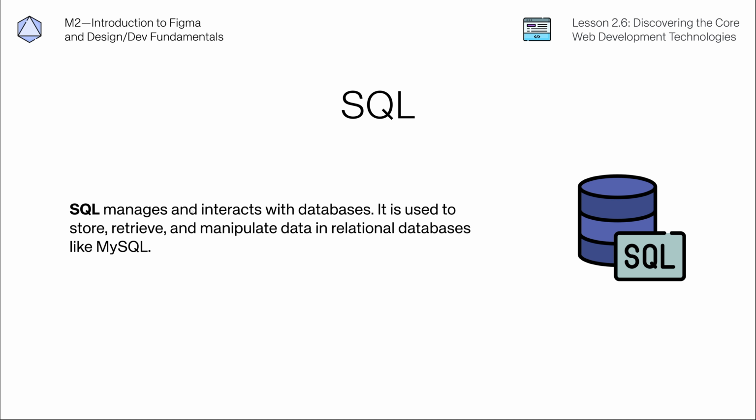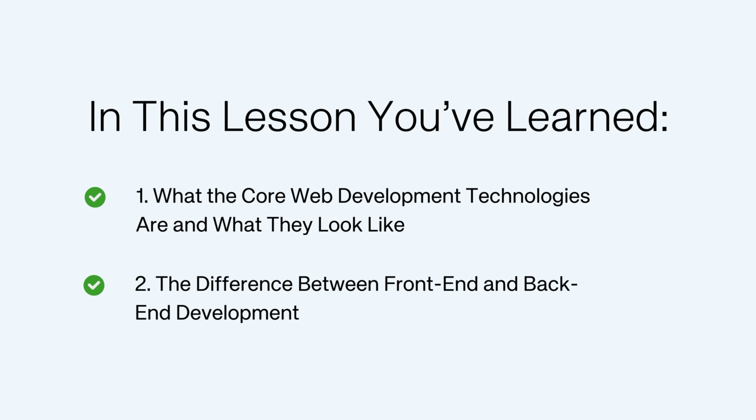And that's it for this lesson. In this lesson, you learned what the core web development technologies are and what they look like. These technologies include HTML, CSS, and JavaScript. You've also learned the difference between front-end and back-end web development.